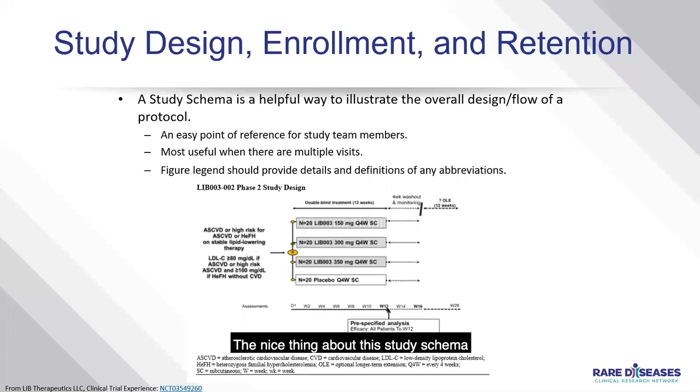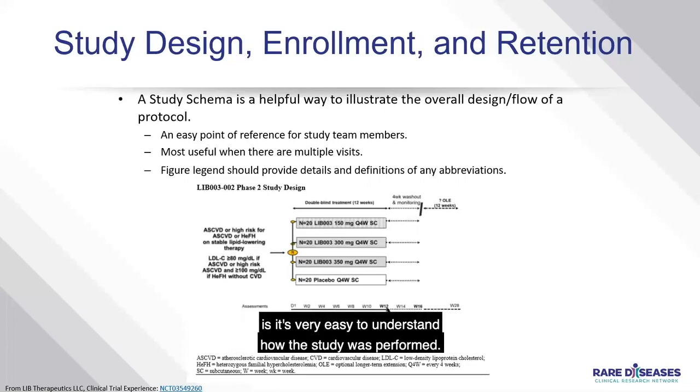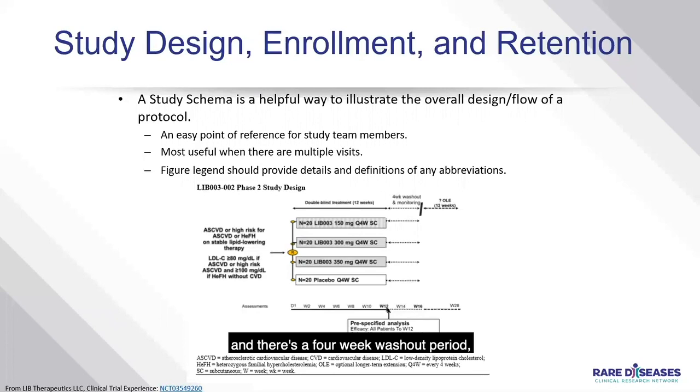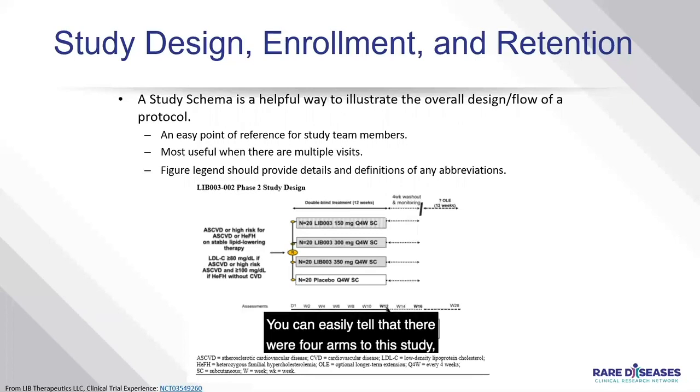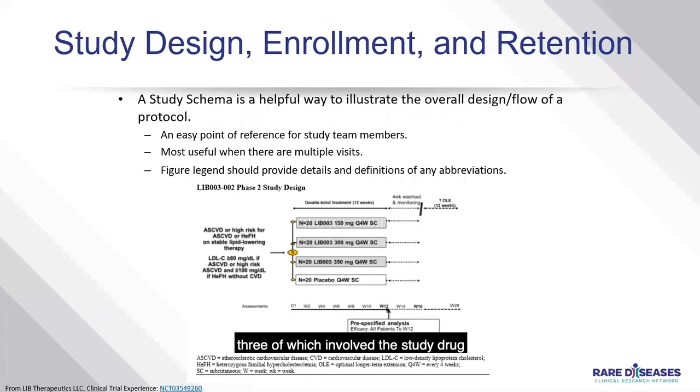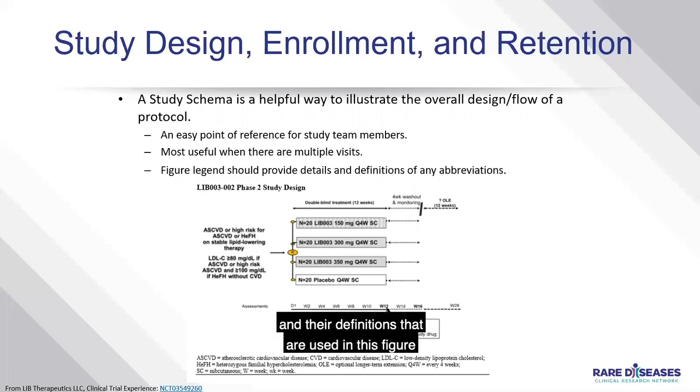The nice thing about this study schema is it's very easy to understand how the study was performed. You can clearly see there's a double-blind treatment period, there's a 4-week washout period, and then an optional longer-term extension period that lasts for 12 weeks. You can easily tell that there were 4 arms to this study, 3 of which involved the study drug, and 1 which involved the placebo. And then you can see on the bottom that they clearly provide abbreviations and their definitions that are used in this figure to allow for easy understanding of the study schema.